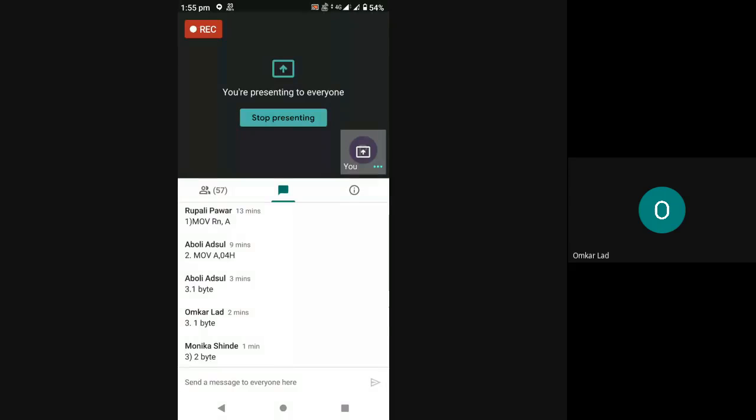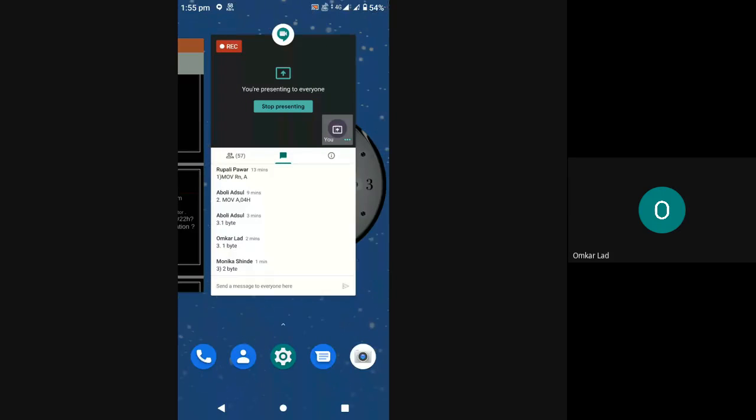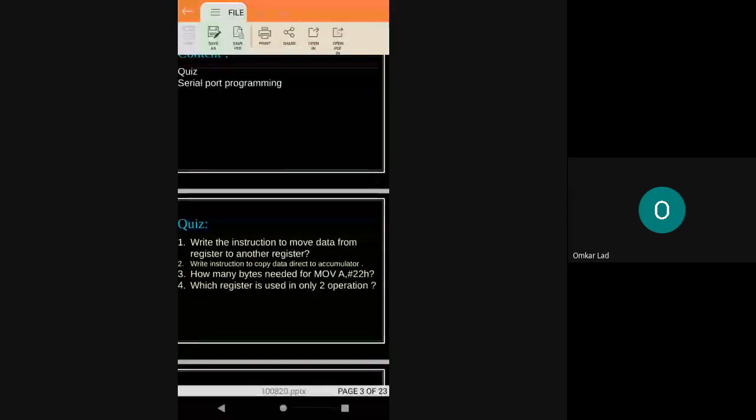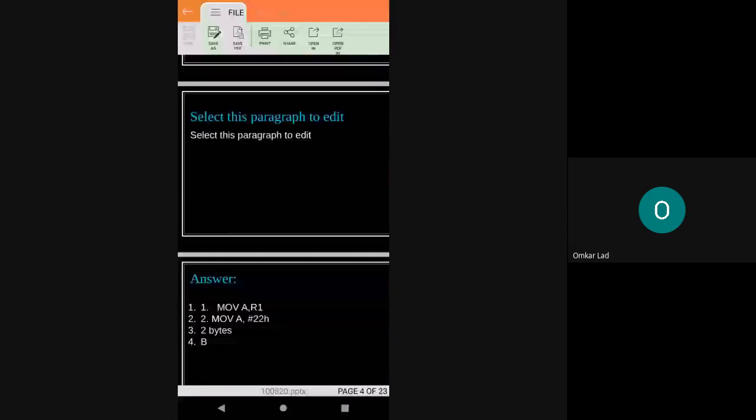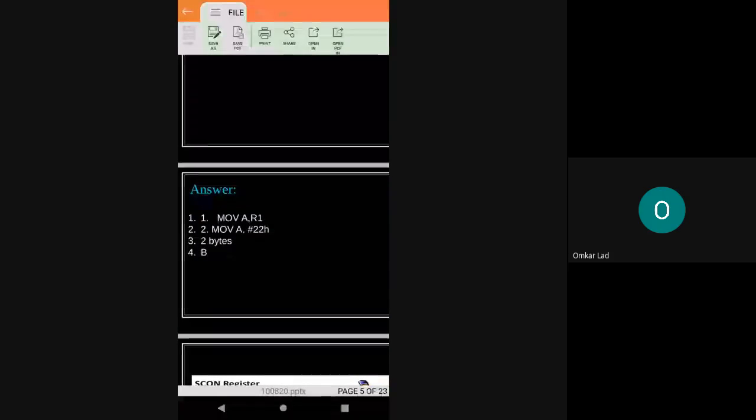What about the third? Give the answers first, so that only one point we are going to cover, but at least we can give the maximum time for that. For the third question, 2 bytes. Second question, I got the answer. Fourth, now no one knows the answer for the fourth question. So these are the answers here.